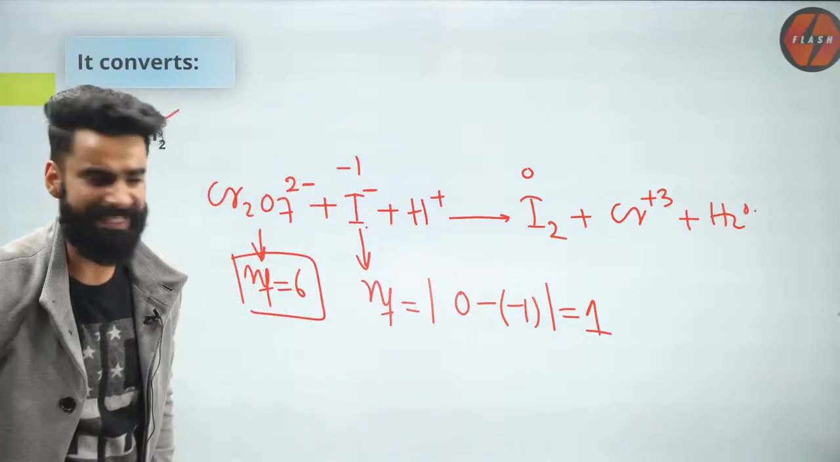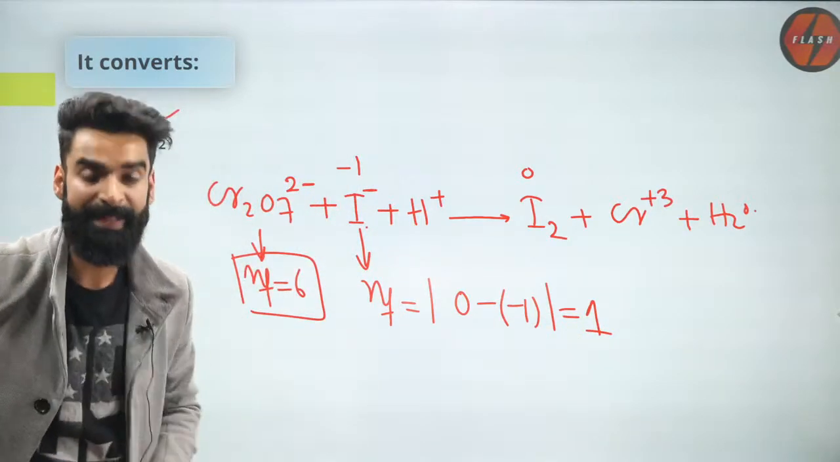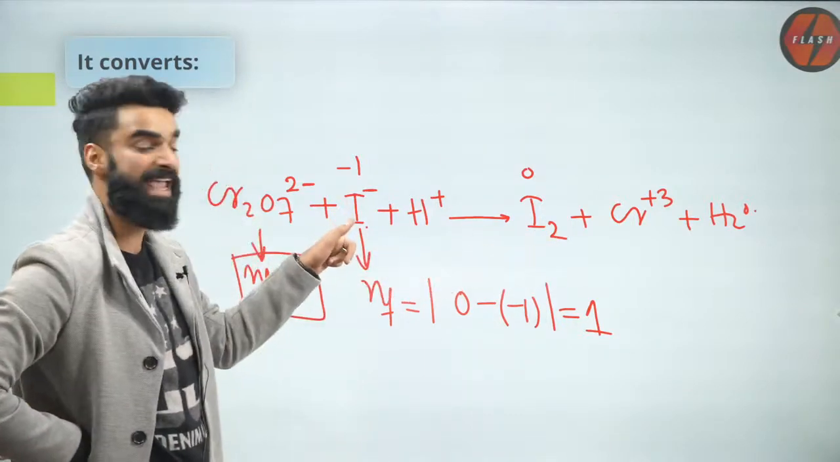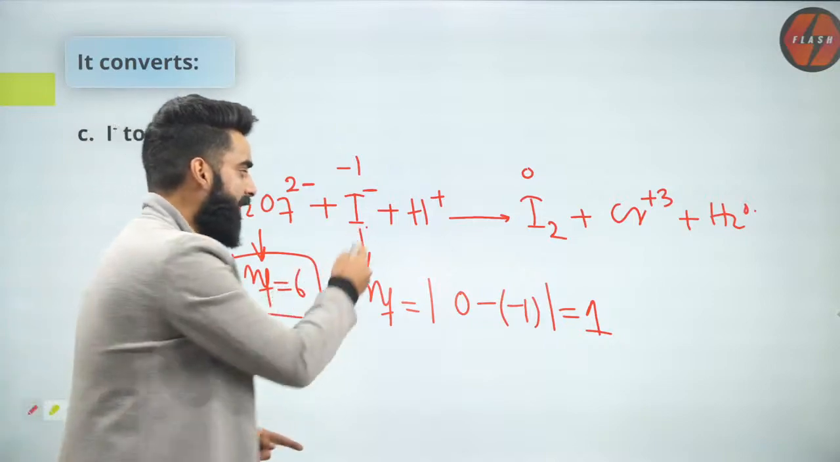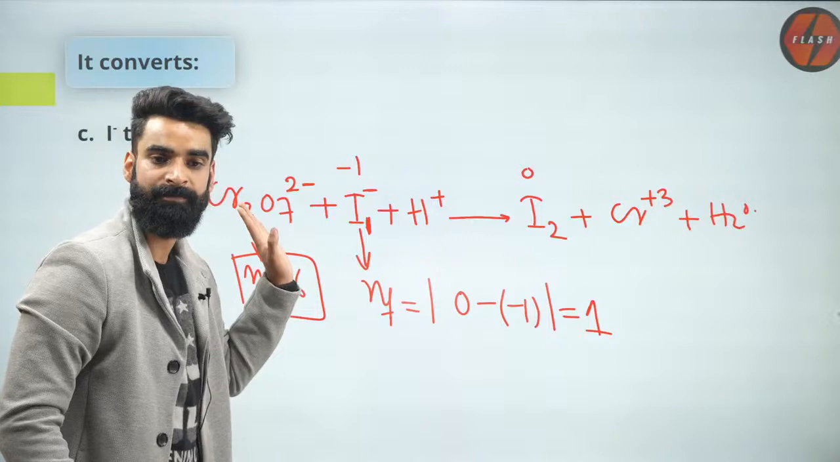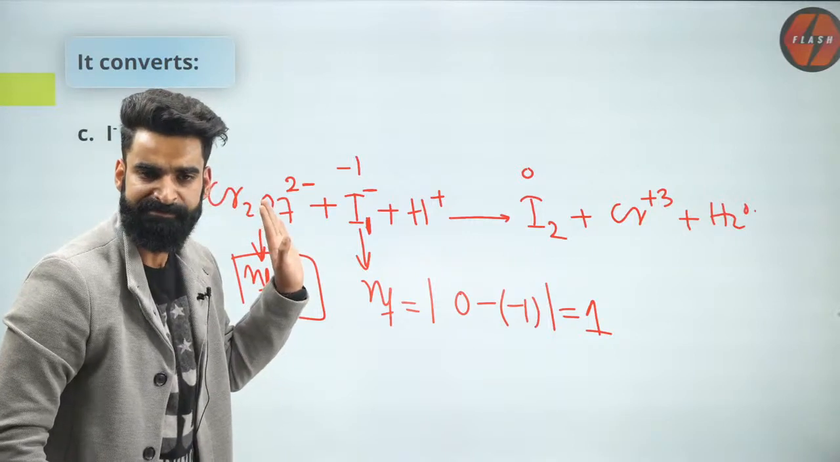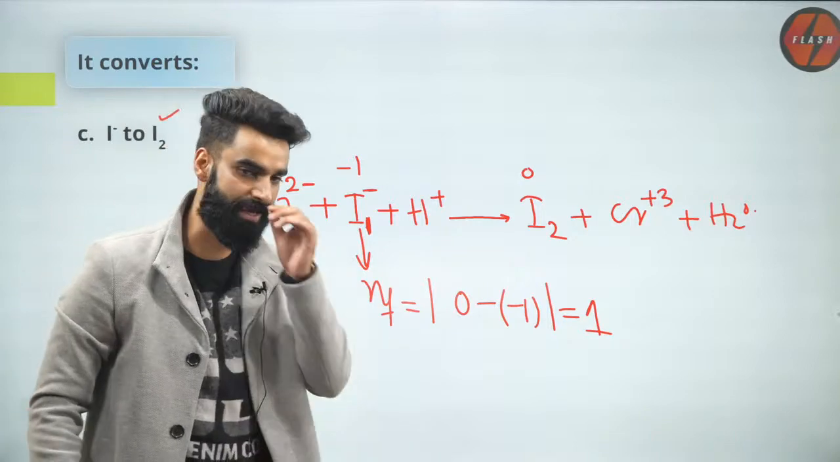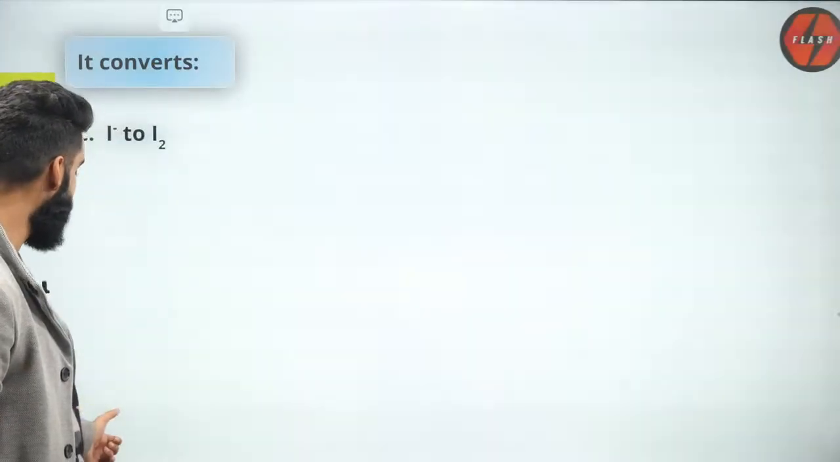So is this 1 the N factor of I negative over here? Definitely. Don't get confused with this 2, I'm talking about the N factor of this, and over here I've got only 1 atom of iodine. Right? 1 I negative I have. That's it. Very, very simple. Got it? Okay, I'm moving on to one more reaction.